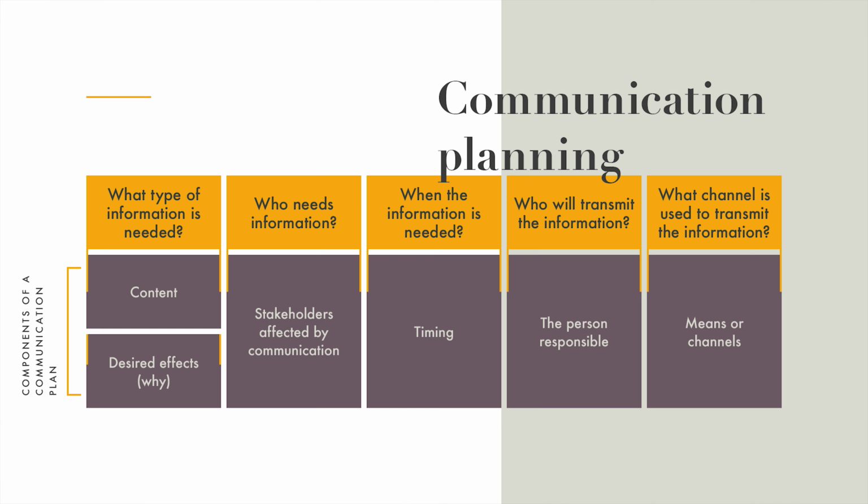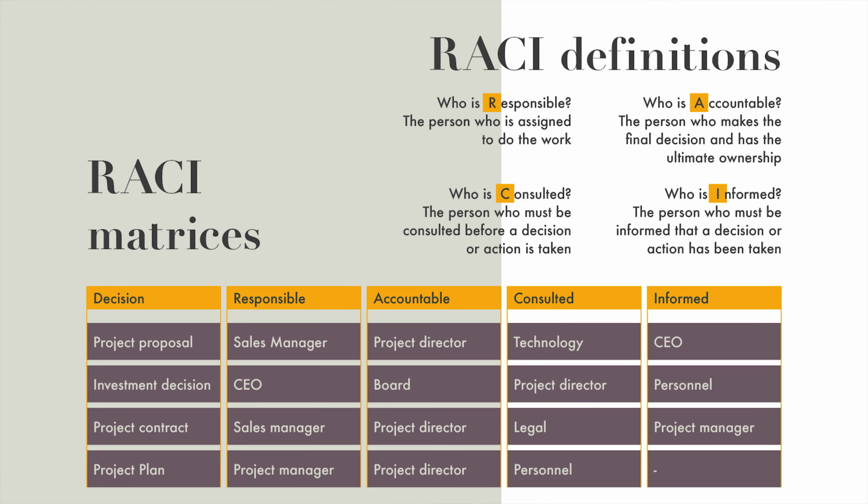The content and the desired effects, the stakeholders affected by communication and the project, timing, the person responsible for communicating and transmitting information, and the means and the channels used in the project. RACI charts are one typical means of summarizing the communication in a project. And these are widely used among firms.